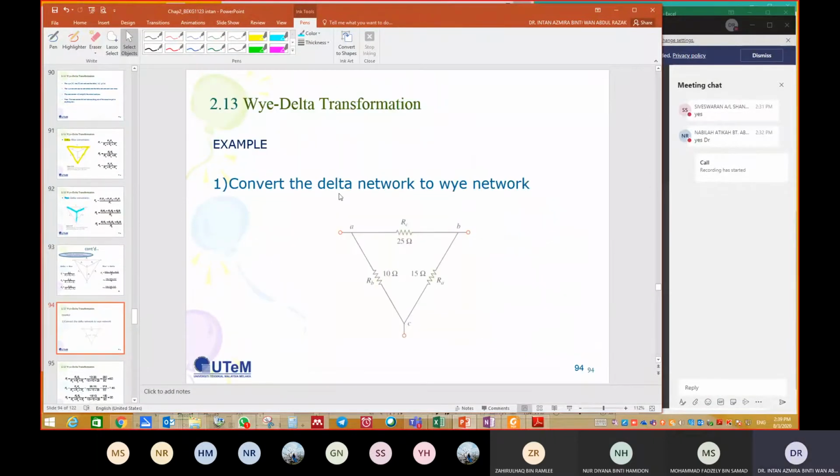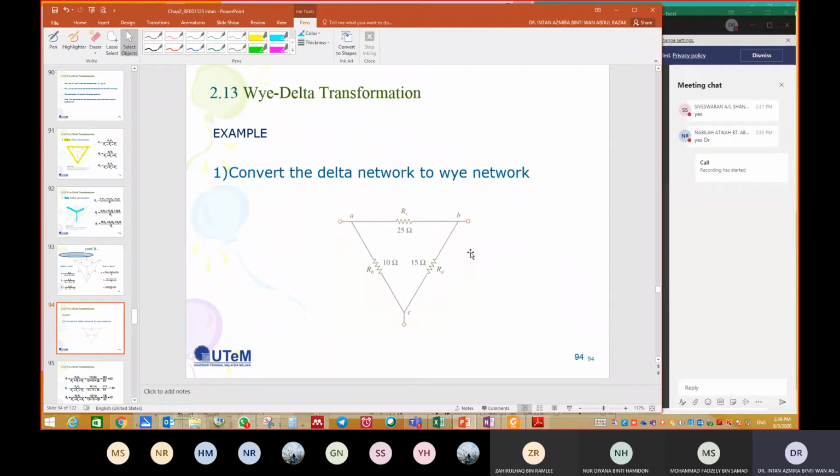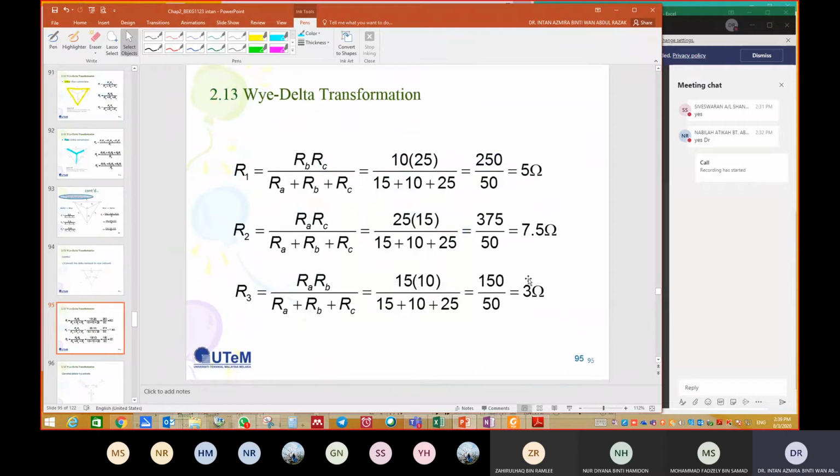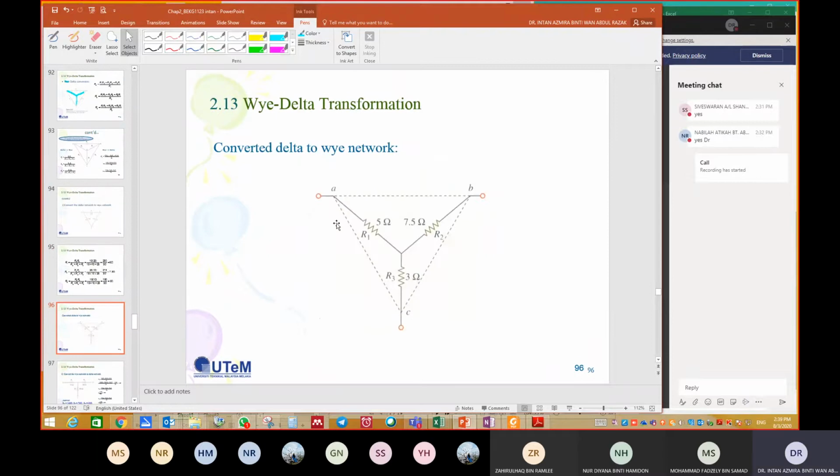This is an example, convert delta network to Y network. This is very basic and you will get this answer. Convert delta to Y, the original. This one.